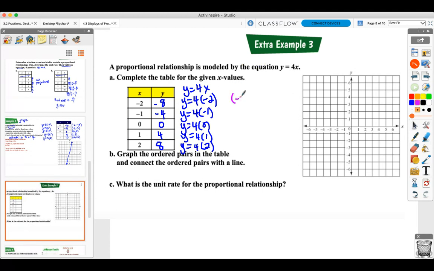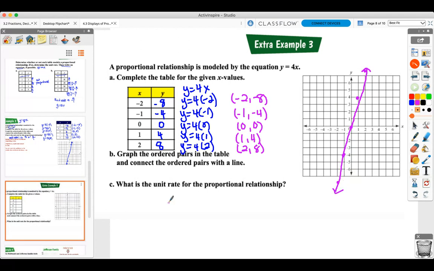So your ordered pairs are negative 2, negative 8; negative 1, negative 4; 0, 0; 1, 4; and 2, 8. Negative 2, negative 8. So I know this is negative 7, so I'm just going to go one below and just write it like that, okay? Just guesstimating where it is. Negative 1, negative 4; 0, 0; 1, 4; and 2, 8. And now you're just going to connect the points and have your graph.